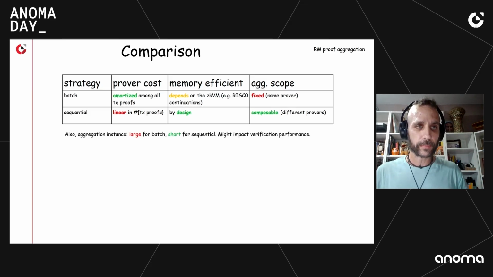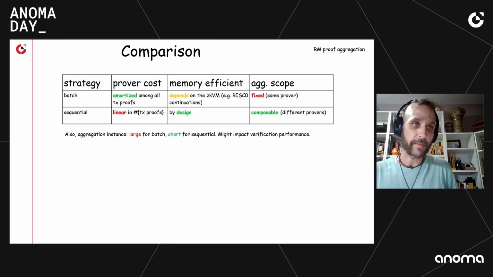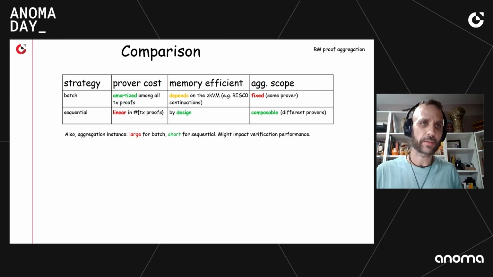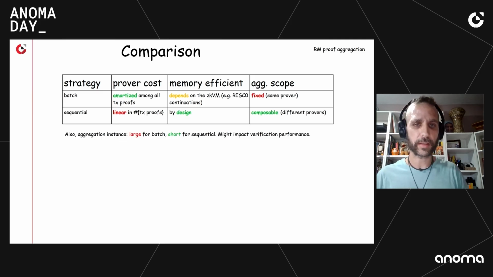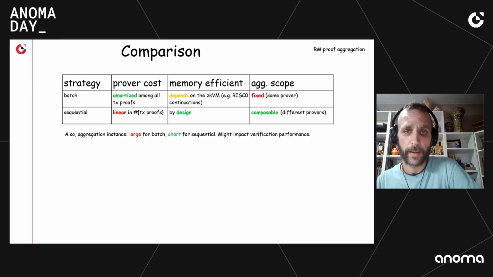The other aspect that I think is important at least to mention is that the size of the aggregation instance for the batch approach is large. It's basically all the outputs and verifying keys that are present in the transaction. But for the sequential approach, this is very short. It's just a pair of hashes, and this might be important in the context of verifying proofs in smart contracts, for example, because verification is always linear in the size of what is being verified.